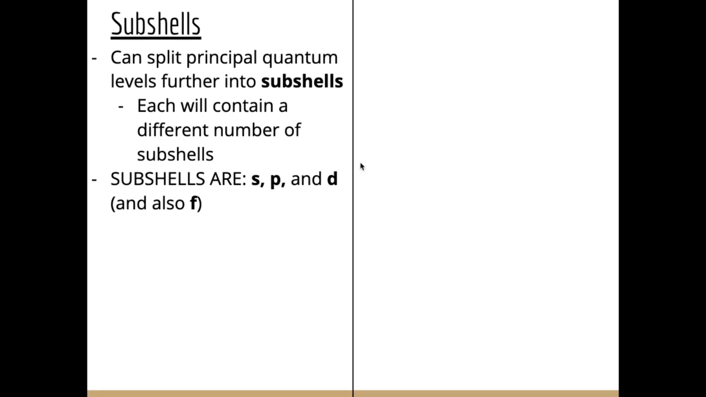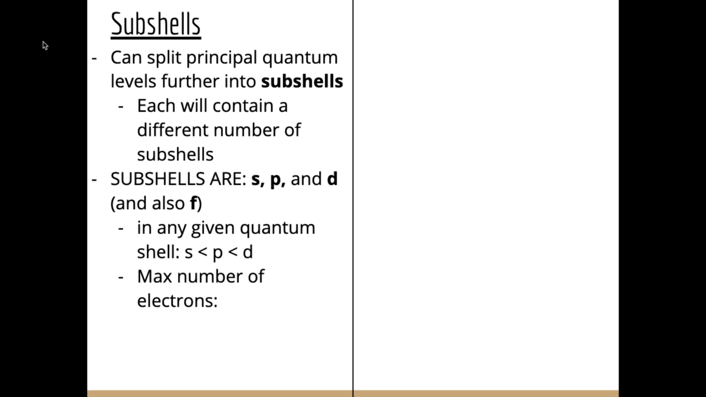Next bit of vocabulary that we're introducing. In any given quantum shell, the S subshell has a lower energy than the P subshell, has a lower energy than the D subshell, and you can even say that has a lower energy than the F subshell, but we're really not going to focus on the F subshells at all.